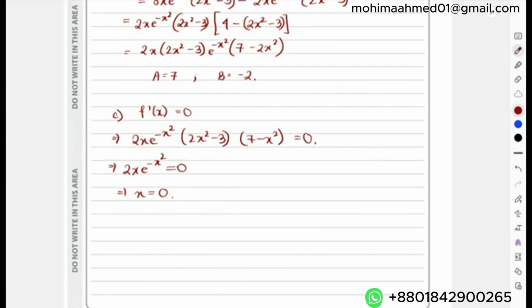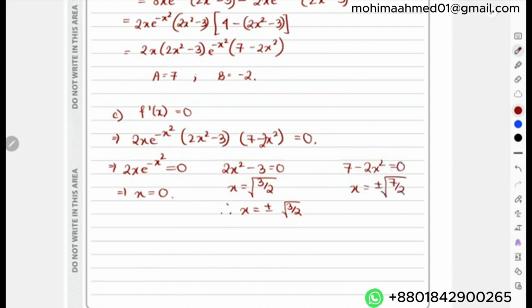So for the next two other points, when you have to calculate that, it's going to be 2x square minus 3 equals 0. Then x is basically the root of 3 over 2, which is plus and minus, right? That's why the graph had plus and minus points. So it's going to be plus and minus root of 3 over 2. And then again we have 7 minus 2x square equals 0, which is again x equals plus minus root of 7 over 2. So obviously that is also plus minus, giving you the two values.